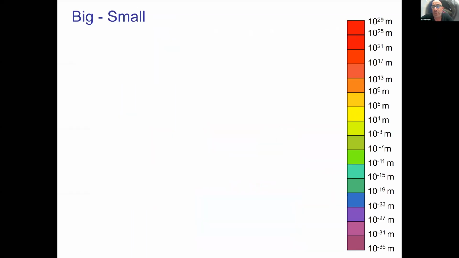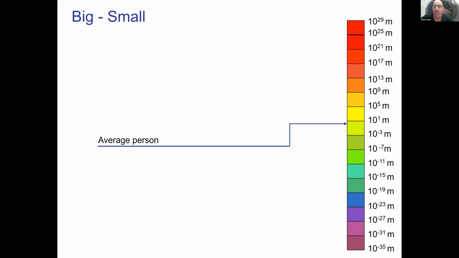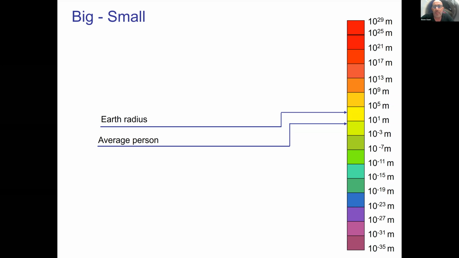All these phenomena, large or small, should obey the laws of physics. And that is a truly difficult challenge, because let's look, for example, at length scales. If you look at all the length scales in the universe, there are many, many orders of magnitude of different phenomena that we're familiar with. For example, an average person would be roughly 1.5 meters or 2 meters. Earth's radius is roughly here. And if you look at the Earth-Sun distance, it'll be here.